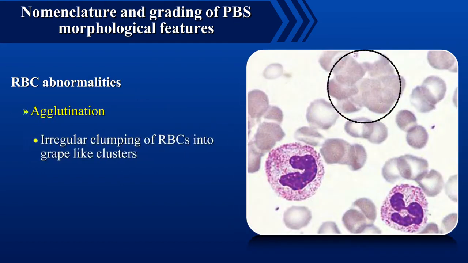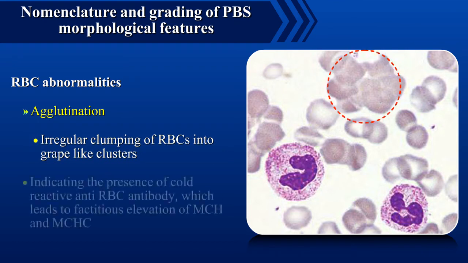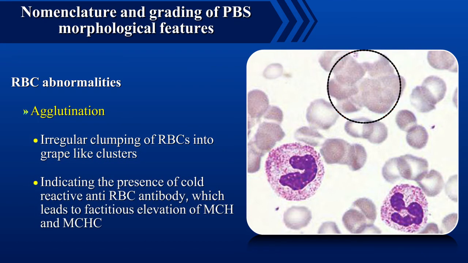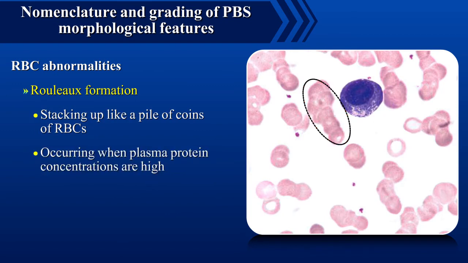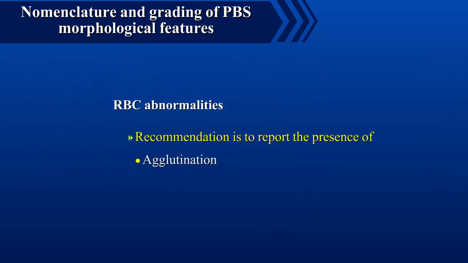Agglutination is the irregular clumping of red blood cells into grape-like clusters, usually indicating the presence of cold reactive anti-red blood cell antibody, which might lead to factitious elevation of MCH and MCHC. Rouleau formation is the stacking up like a pile of coins of red blood cells, usually occurring when plasma protein concentrations are high. For agglutination and Rouleau formation, the recommendation is to report the presence when observed.